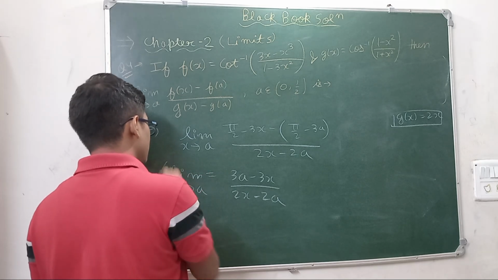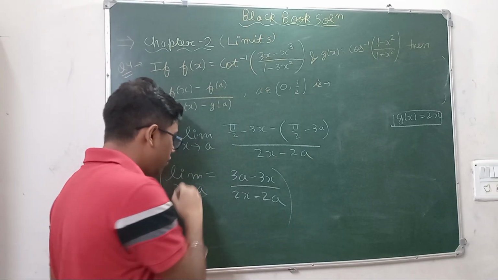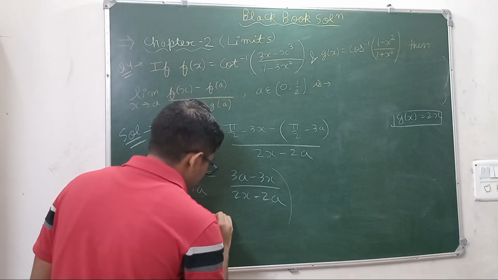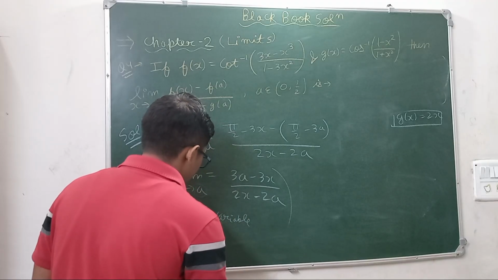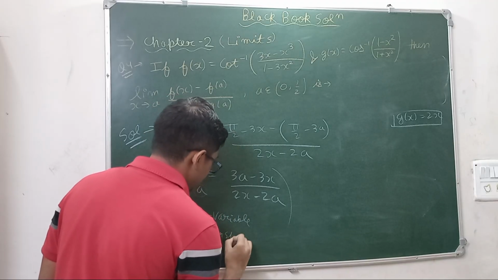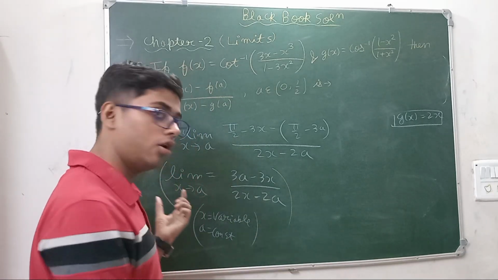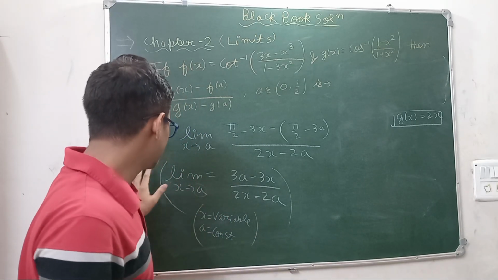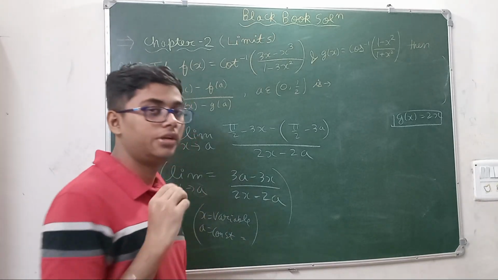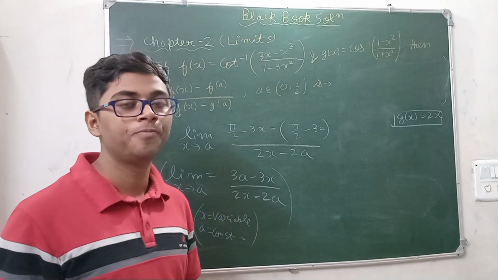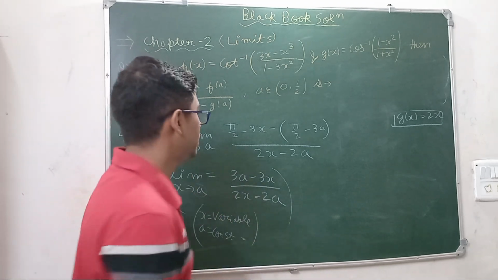Now see, limit x is tending to a means x is tending to some constant value, means here x will be what? Variable. Here generally students get confused. x is variable and a is what? Constant. Because x is approaching a means different values of x are involved there and it is approaching what? A finite number a. So that is constant, means you will be differentiating it, applying the L'Hopital rule here with respect to x. Okay, we will be differentiating with respect to x and treating a as constant.